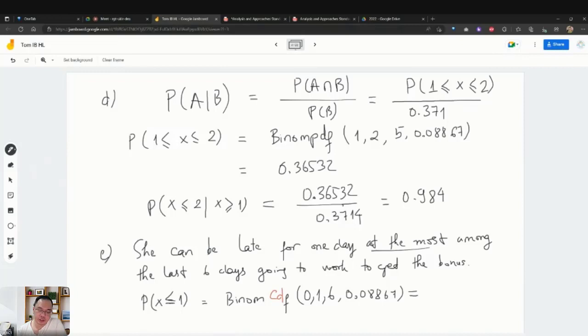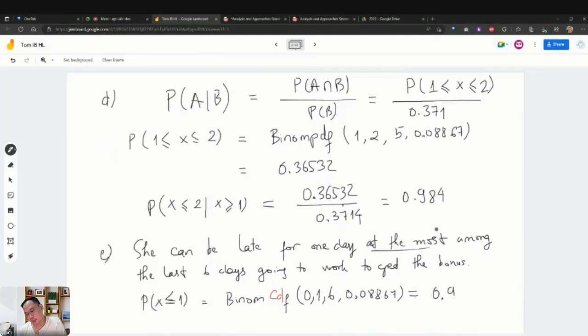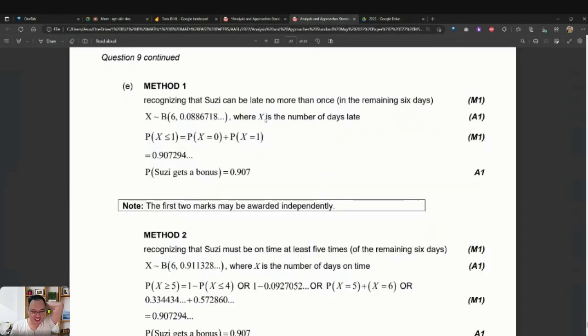Remember that this binomial distribution only deals with integer numbers: 1 day, 2 days, 3 days. It does not deal with real numbers like 1.1, 1.2. From 0 to 1, and the result is 0.907, which means that it is very likely that she will get the bonus. Very likely. Congratulations. Great answer.